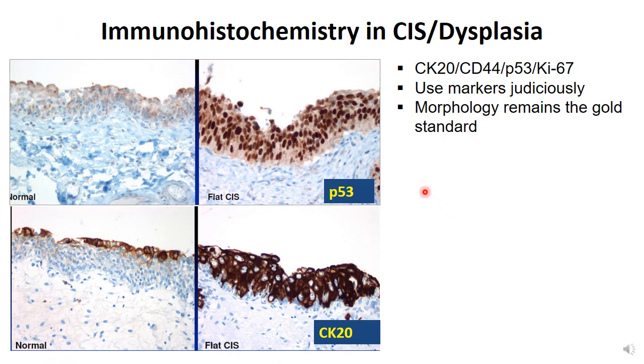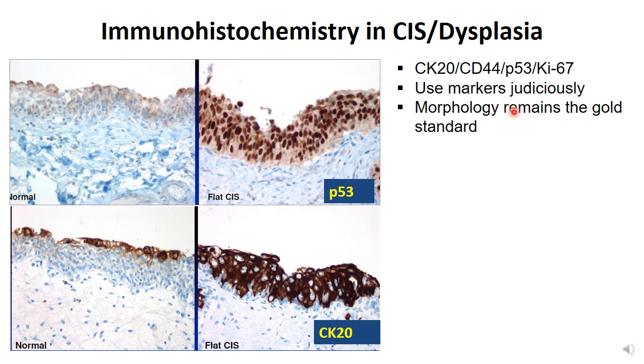So immunohistochemistry of all the three processes, perhaps the most widely utilized and perhaps most useful in this particular setting. CK20, CD44, P53 and Ki67 are widely utilized, particularly for these flat lesions. But a word of caution is that you should use these markers judiciously. Morphology remains the gold standard.